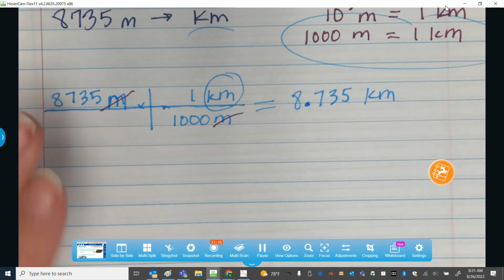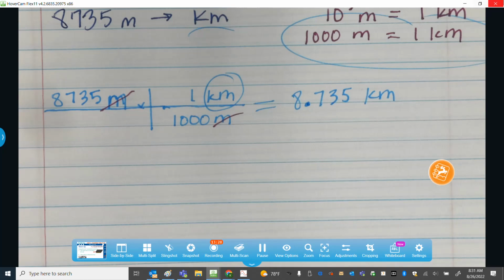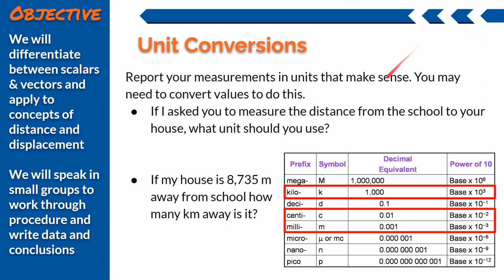Okay, so again, this is how we are going to do unit conversions, and you will have unit conversions throughout this course as well. They just won't have moles in them. So good news for that, I guess.